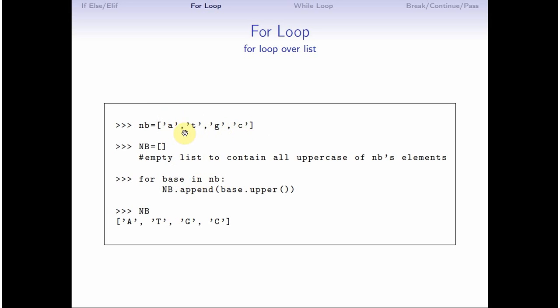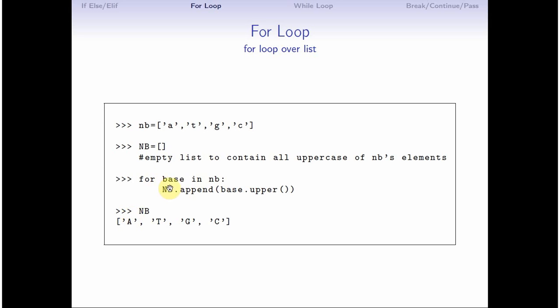First you look through this one, NB.append(base.upper()). So how does it loop? For base in NB, we look at the first one first, loop through the first one. This one is the base. This empty list will append the base, the uppercase of it. So here at the first loop, this will be appended inside.